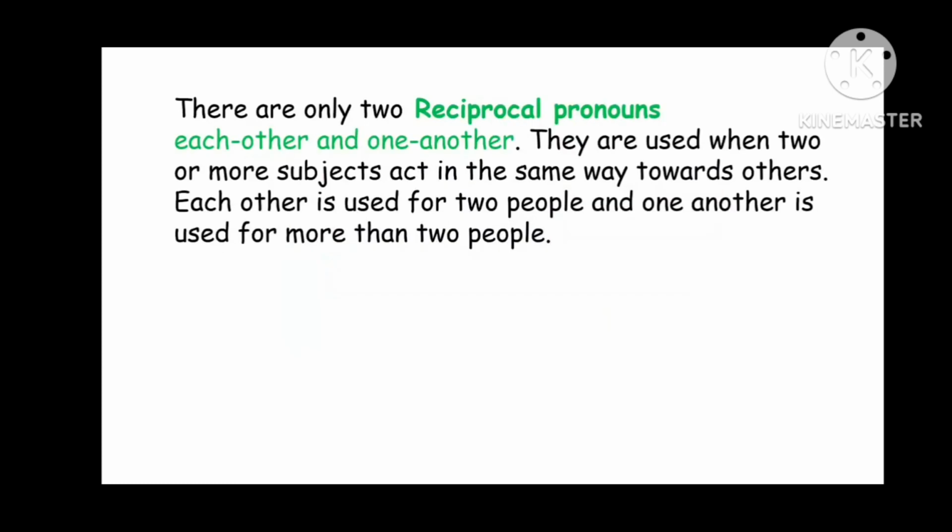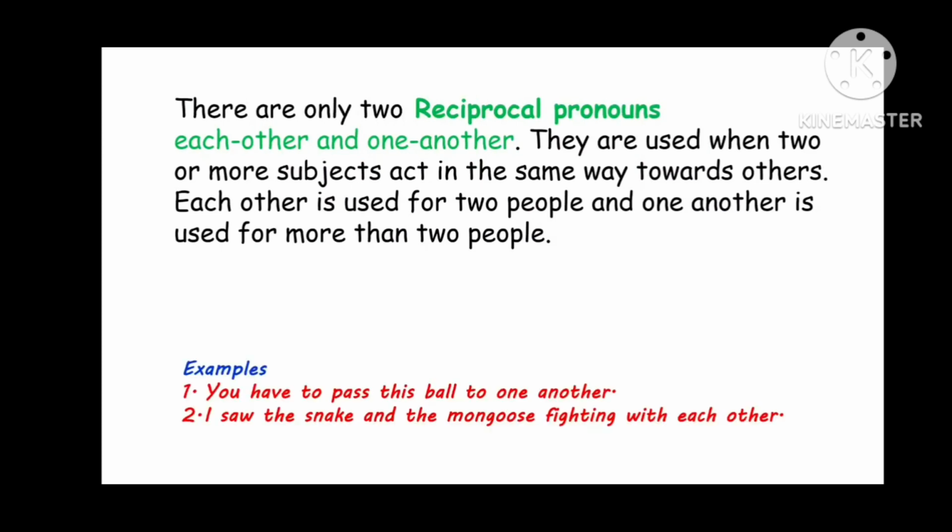Next and last, reciprocal pronouns. There are only two reciprocal pronouns, each other and one another. They are used when two or more subjects act in the same way towards others. Each other is used for two people and one another is used for more than two people. For example, you have to pass this ball to one another. So when there is a group of students sitting and the teacher instructs that you have to pass the ball to one another. I saw the snake and the mongoose fighting with each other. So here there are two animals, snake and mongoose, and they are doing the same thing. They are fighting with each other. Hence, we have used reciprocal pronouns.